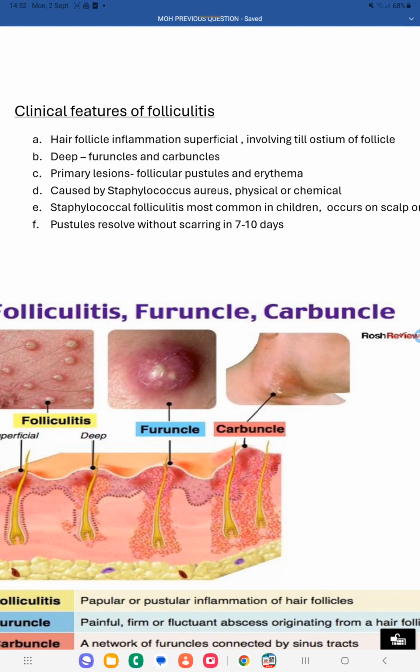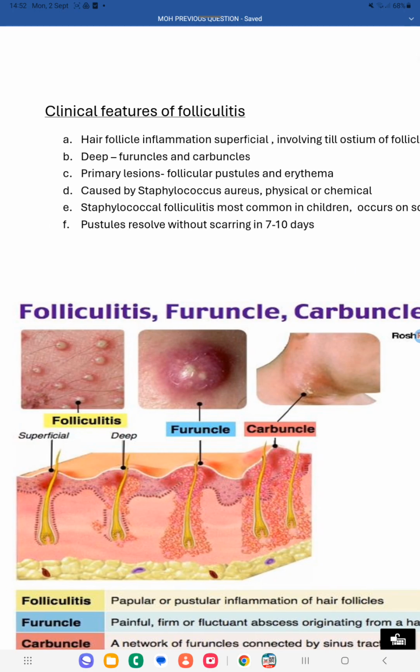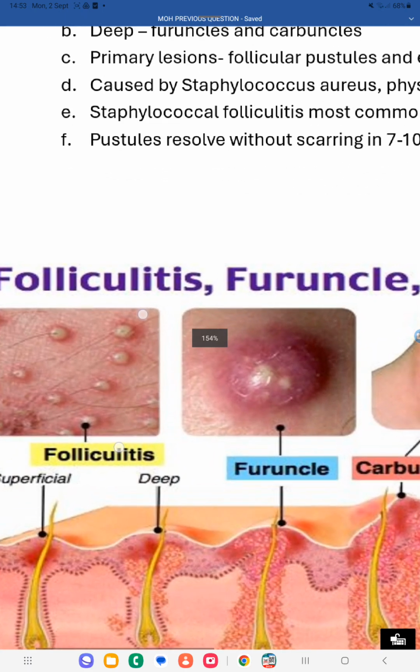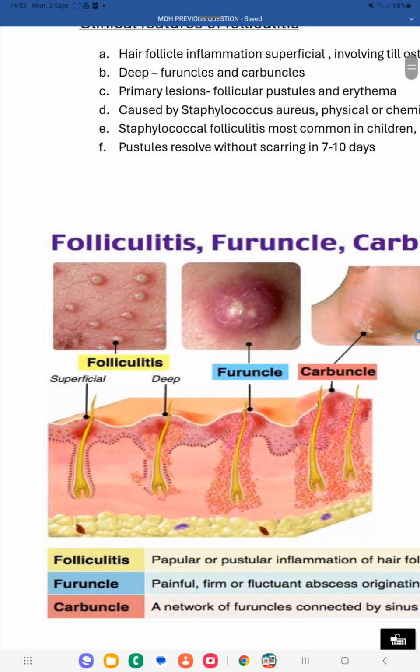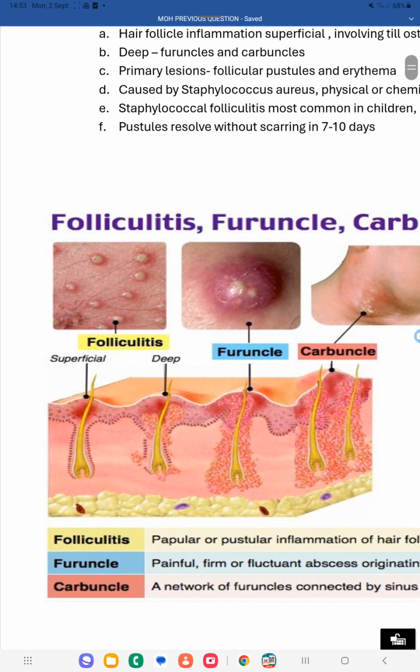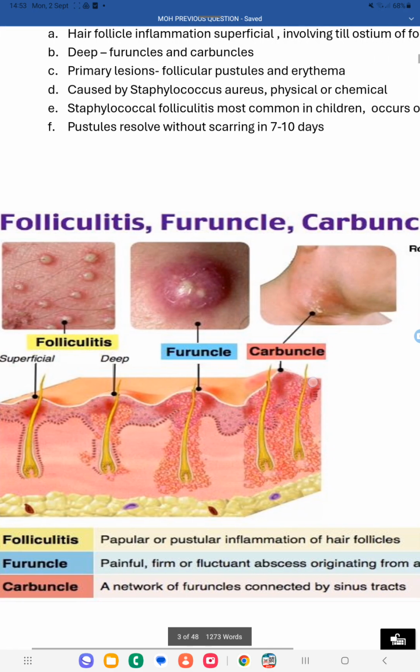Superficial inflammation means you get inflammation till the ostium of the follicle. That is called folliculitis. You can see in the picture pimple-like structures in the hair follicle, that is folliculitis. If the inflammation is going much deeper, that deeper infection is called furuncle, and another infection is carbuncle.